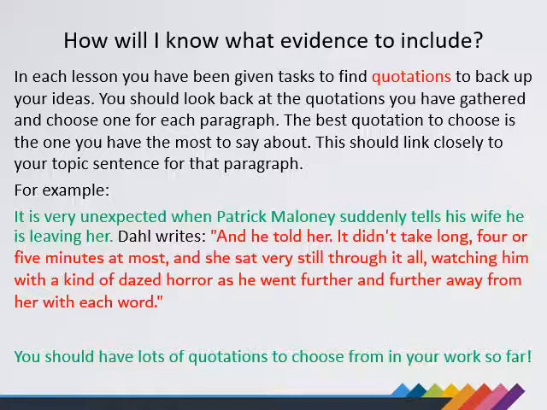How will you know which one to choose? Well, the best quotation to choose is the one that you have the most to say about. Remember that this should link closely to your topic sentence for that paragraph. So for example, if you're looking at paragraph 2 when you're talking about the unexpected bad news, you could say as a topic sentence, it's very unexpected when Patrick Maloney suddenly tells his wife he is leaving her. The evidence that would work well with this is, "And he told her. It didn't take long, 4 or 5 minutes at most, and she sat very still through it all, watching him with a kind of dazed horror as he went further and further away from her with each word."